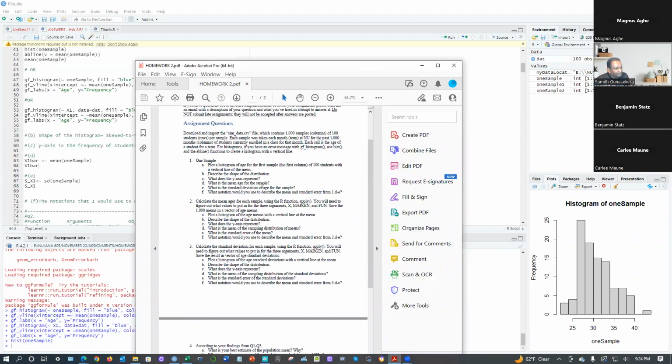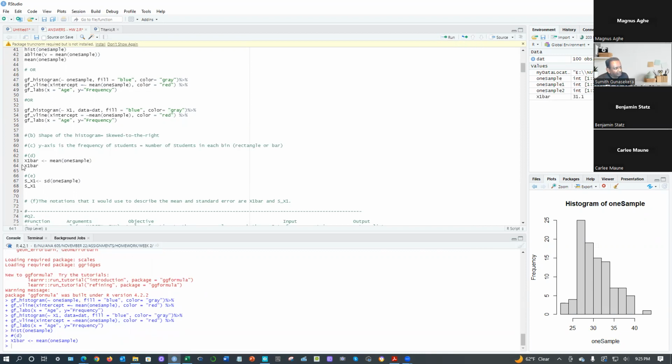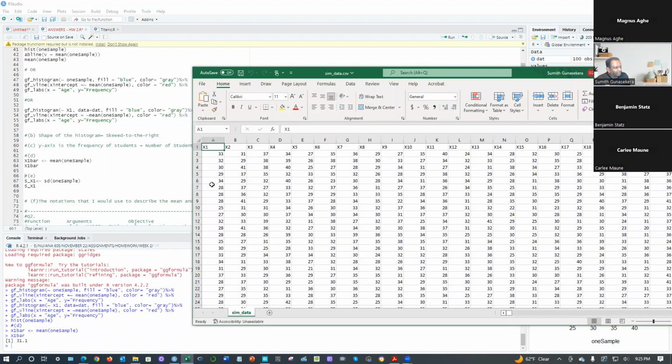What's the mean age for the sample? Part D, mean age. I'm going to call that one x1 bar. X1 bar, it's a superscript. See, x1 bar. The bar of this one. Bar on the top. So I can write this one.